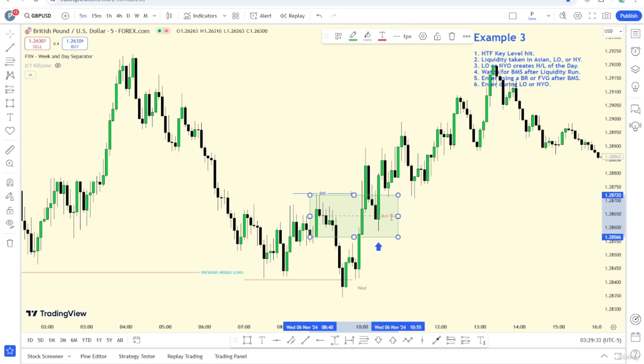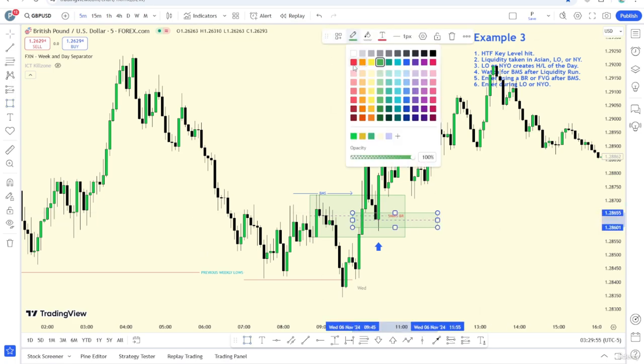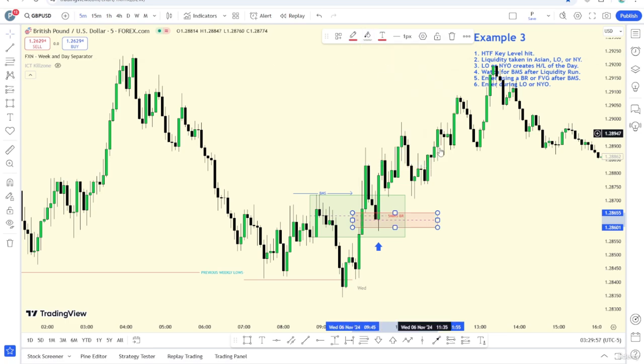So this is our 5 minutes breaker. And we also have this fair value gap in here. I think I can also outline that. This is a fair value gap also. This is a 5 minutes fair value gap. So let's do something a bit different. So this is a 5 minutes fair value gap, and then you have that breaker right there.